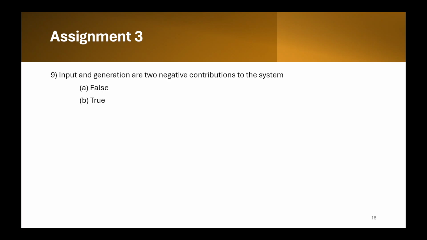Next, input and generation are two negative contributions to the system. Is this false or true? Input and generation.